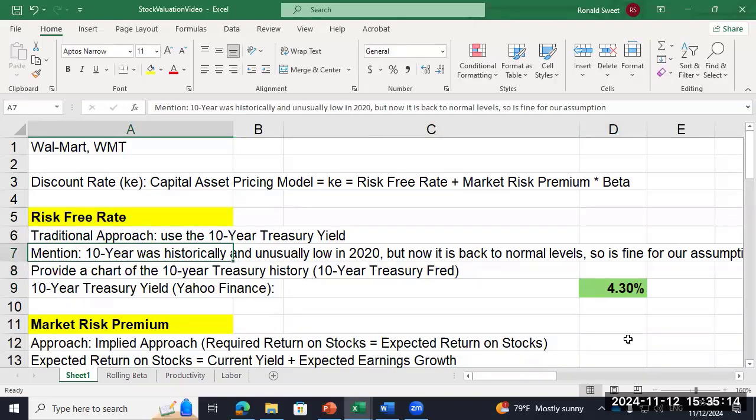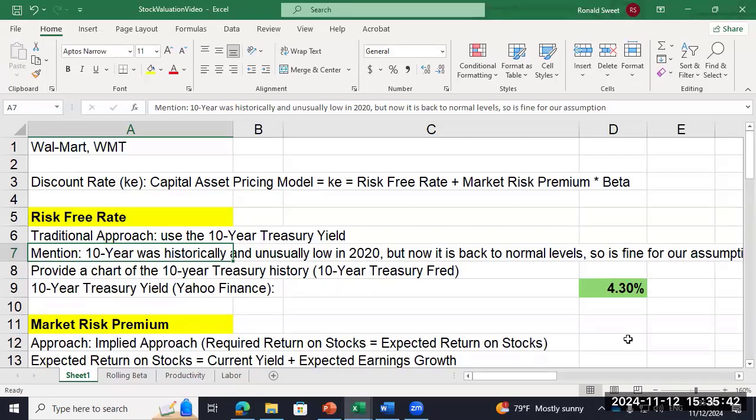Why the 10-year? There are people who use the 5-year. Some people use the T-bill. Some use the 20, some use the 30. The 10-year is just the most stable. It's the most reflective of what's going on with interest rates. The 5-year is pretty volatile. It moves up and down a lot more. Short term is way too volatile. So the 10-year is more stable.